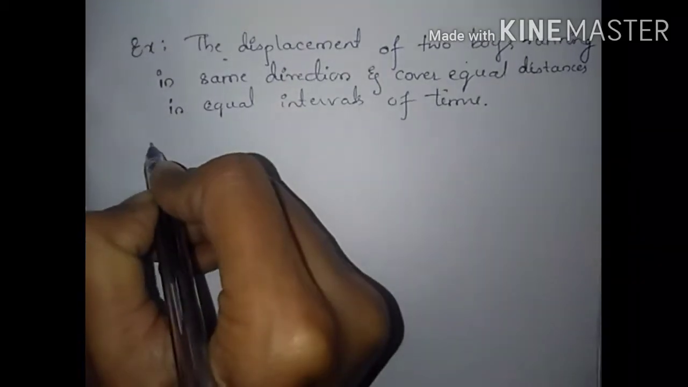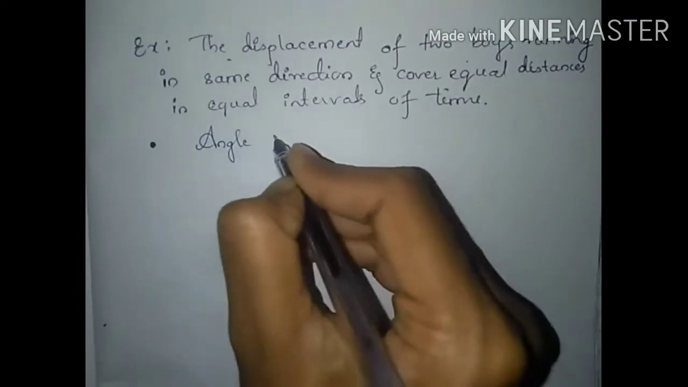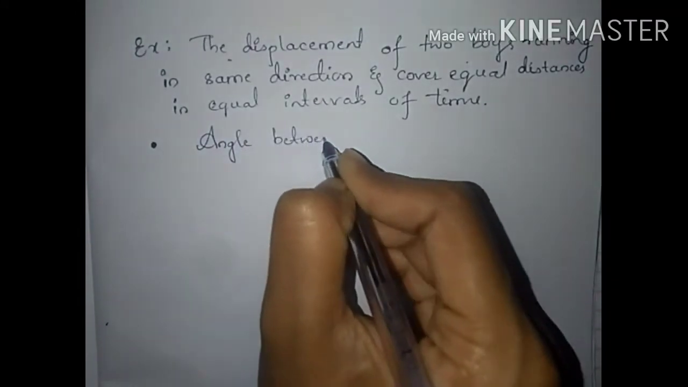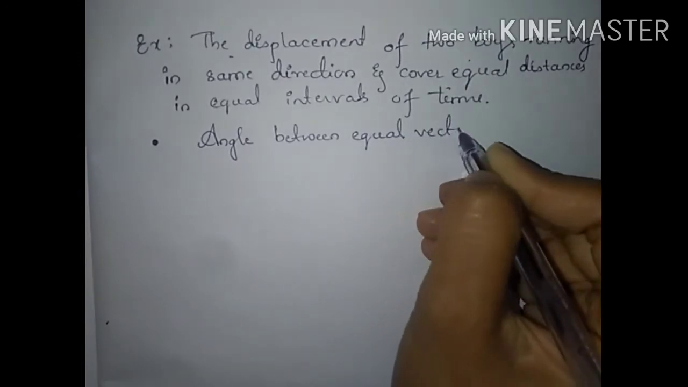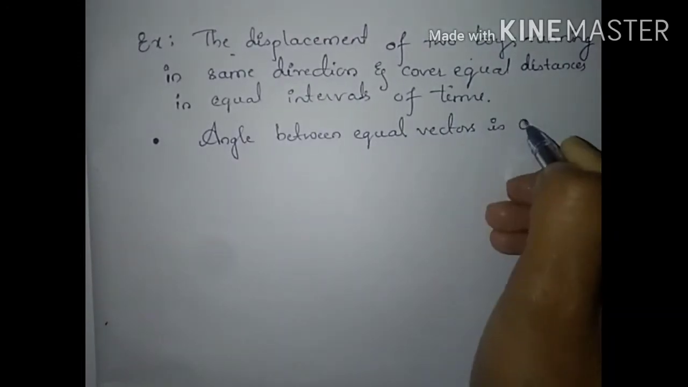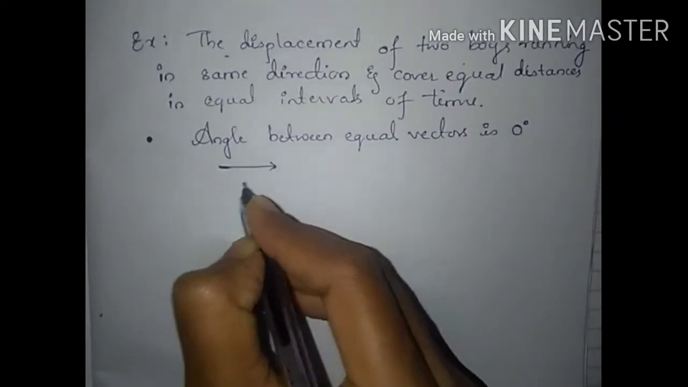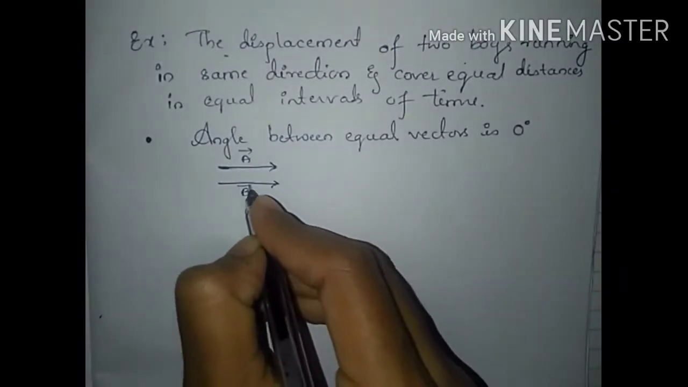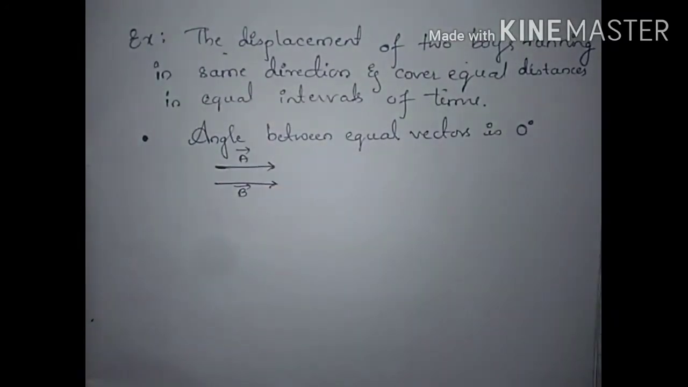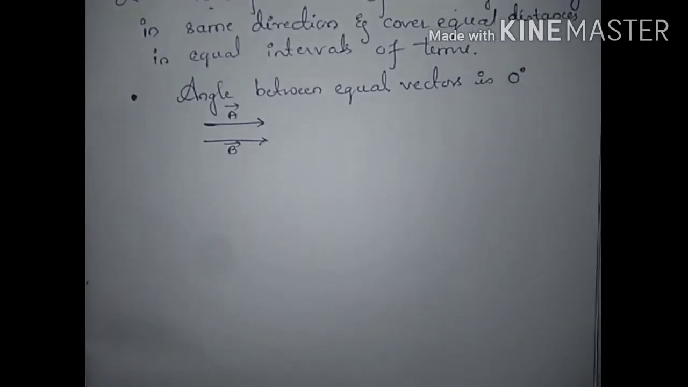Now there is a note. It says the angle between equal vectors is 0 degree. If you see, the equal vectors are denoted like this. Let's say this is vector A and vector B. The angle between these two vectors is 0. So these vectors are known as equal vectors.